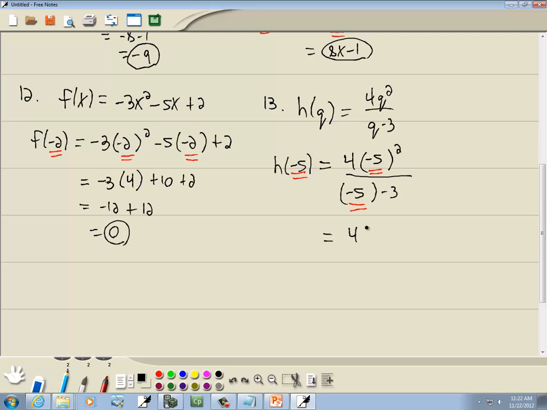Well, negative 5 squared is 25. Negative 5 minus 3 is negative 8. 4 times 25 is 100 over negative 8. I could have simplified the 4 and 8, but dear Aunt Sally tells me to do what's in the top part of the fraction, do the bottom part, then handle the fraction. These are both divisible by 4, so that gives us 25 over negative 2. So negative 25 halves is our answer.